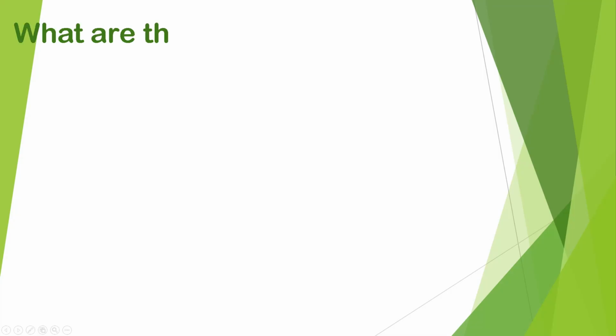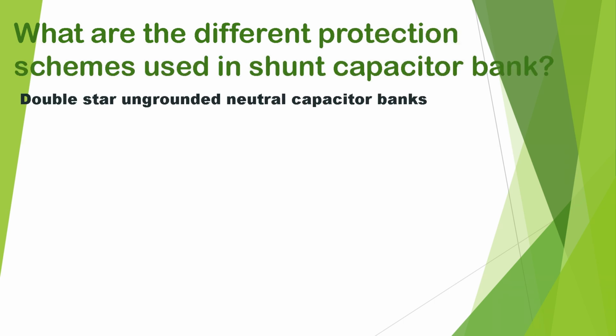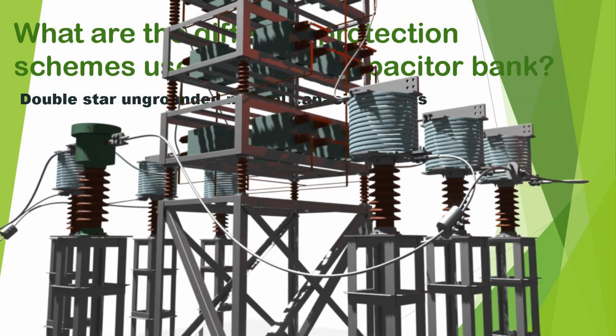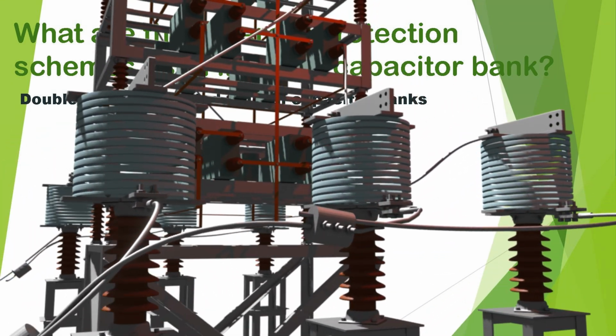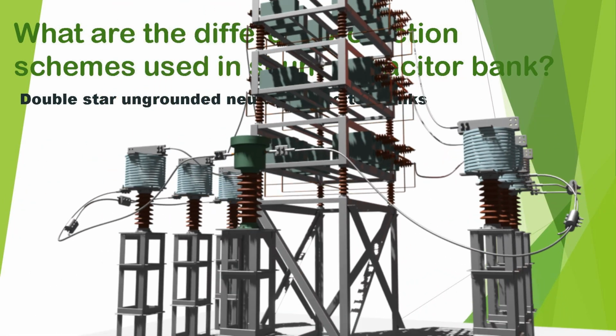What are the different protection schemes used in shunt capacitor banks? Normally, a double-star ungrounded neutral capacitor bank with series parallel capacitor units is used in substations. Before going into the protection scheme of the double-star ungrounded three-phase capacitor bank, we need to recall the connection configuration of the double-star ungrounded capacitor bank.